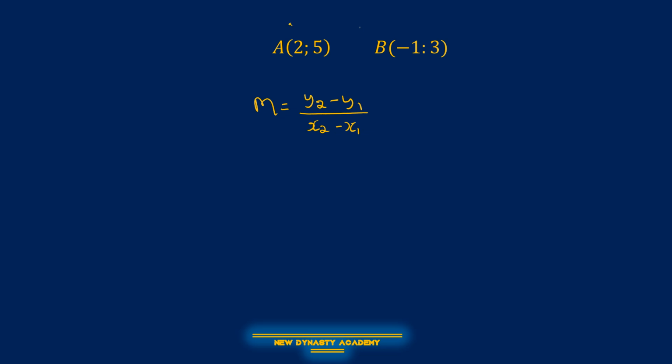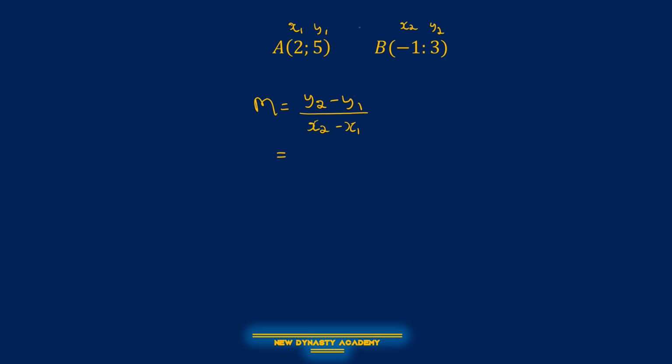Now I'm going to note the a values as x1 and y1, and the b values as x2 and y2. That is totally up to you. You can denote your a values as the 2's and the b values as the 1's. It's totally up to you. Then you're going to substitute the values that you have chosen.